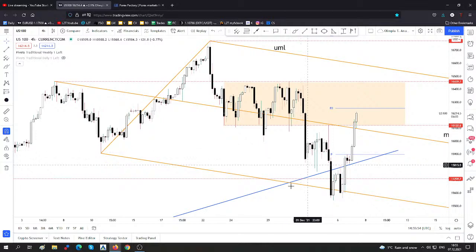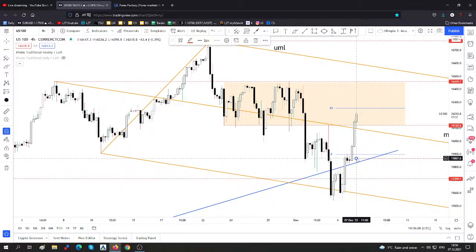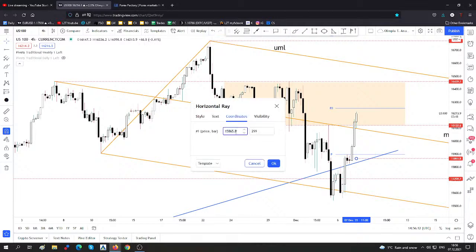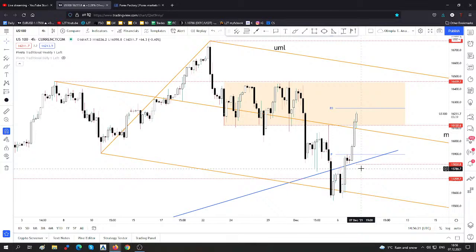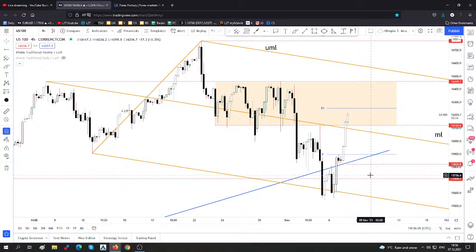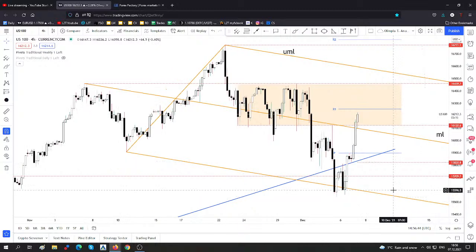So Nasdaq US 100, 15,820. If you take a look at the VIP group, you will see that Orlando had a buy stop here around 15,820. Actually, I will not show you the TP, because I believe it was only a VIP trade. So this was his buy stop at 15,820, and a strong rally right now.